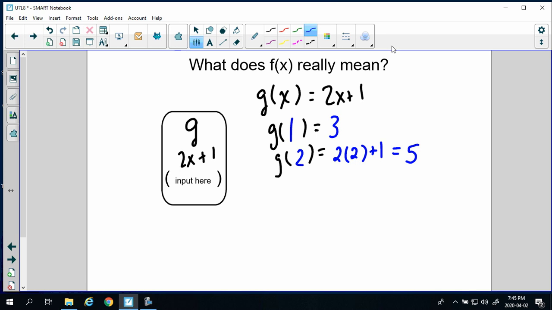Now at this point, some students might say, what is the point of this notation? Like, couldn't you just say y is equal to 2x plus 1? Yes, you could. And that would mean the same thing in many cases. So this is just a different way of saying this.